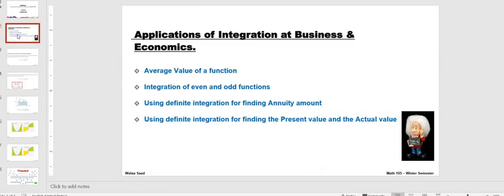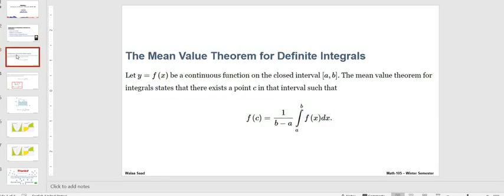The average value or the mean value of a function, the integration of even and odd functions, using definite integration for finding annuity amount, and using definite integration for finding present and actual values. The mean value theorem, or the average value of a function.